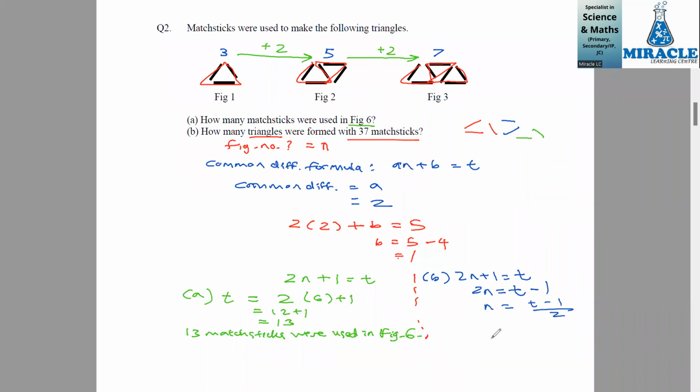So now we can find n. We are given t equals 37. So n equals 37 minus 1 divided by 2. This gives us 36 divided by 2, which is 18. So there were 18 triangles formed with 37 matchsticks. And this is your final answer.